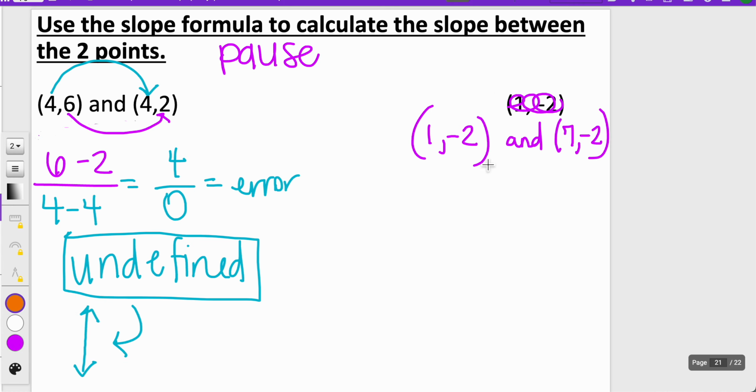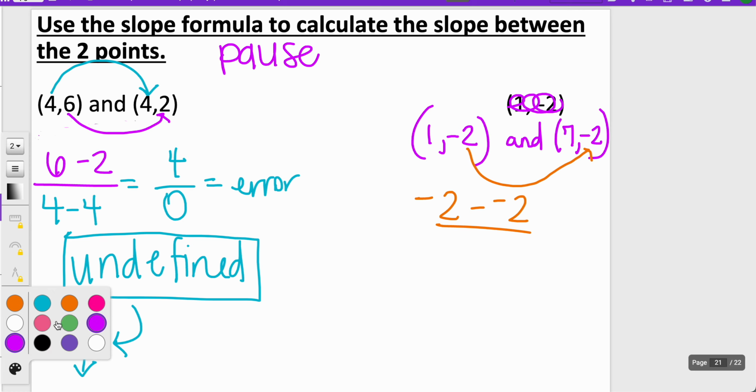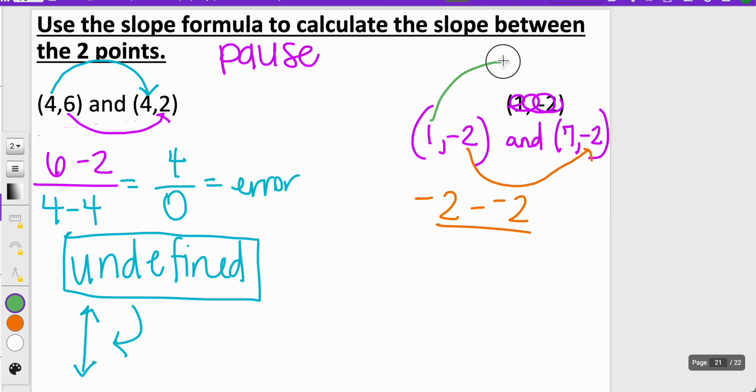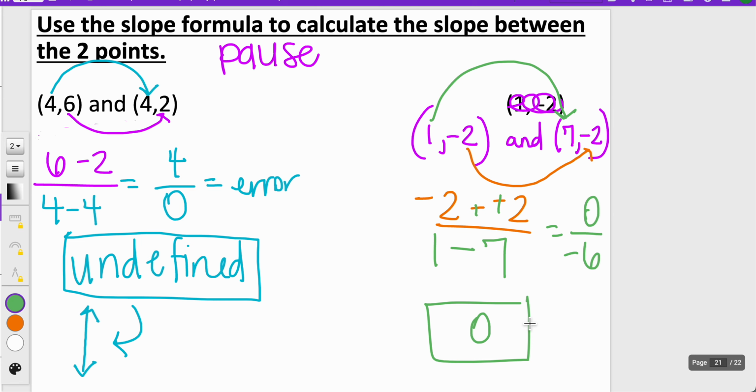This next one, I still stuck with doing my y's first and then my x's. So -2 minus -2. Be careful of your double negative, but still write it out. Then I did my x's. Let's do green. 1 minus 7. Notice how I followed the leader. Started with the first set minus the second set. 1 minus 7. 2 minus -2 actually changes to 2 plus 2. That's 0. 1 minus 7 is -6. So my slope is 0.